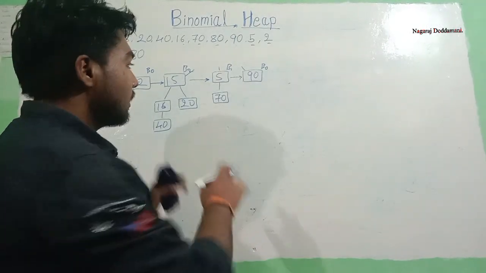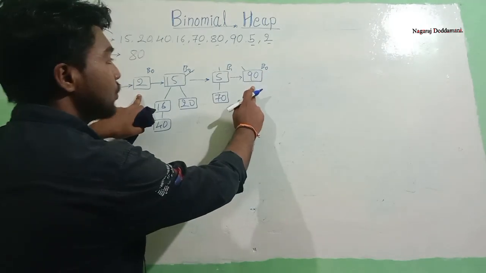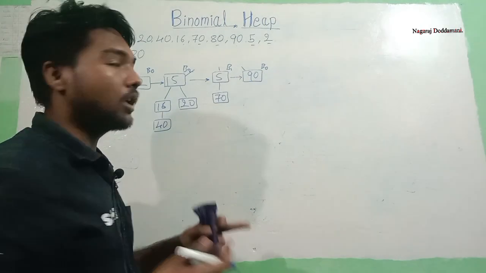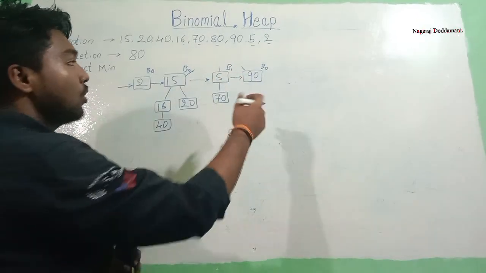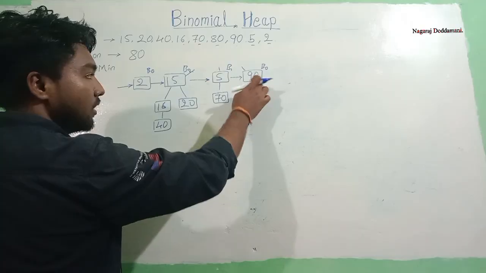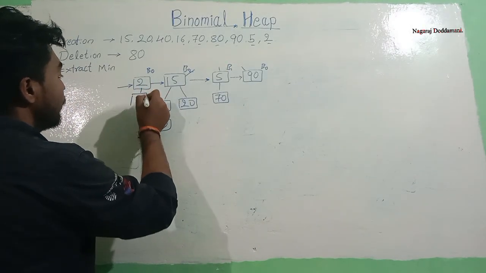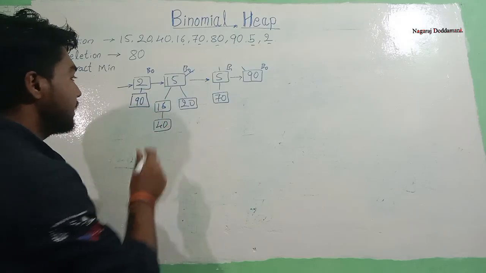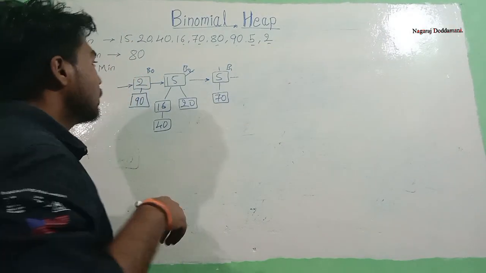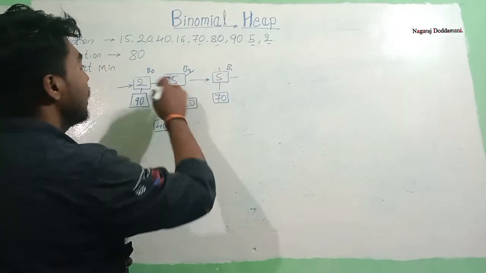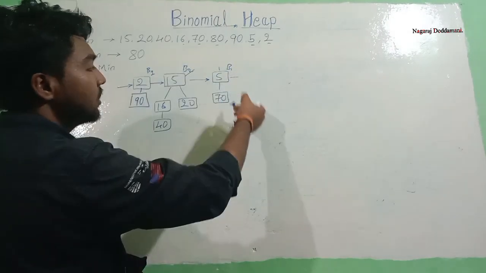In this case this is not a complete binomial heap, so we need to merge these two trees which have the same order. Here 90 is greater than 2, so we need to make this node a child of this node. So we will make a node and insert 90. After that we need to delete this one, and then we need to update the orders. In this case this will become 1, this is 2, this is 1.